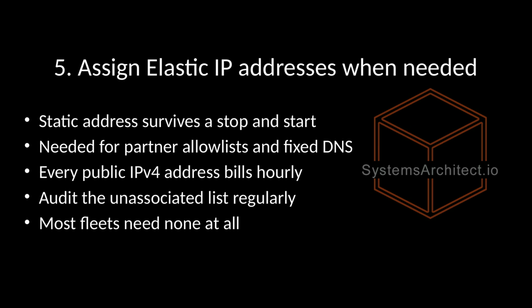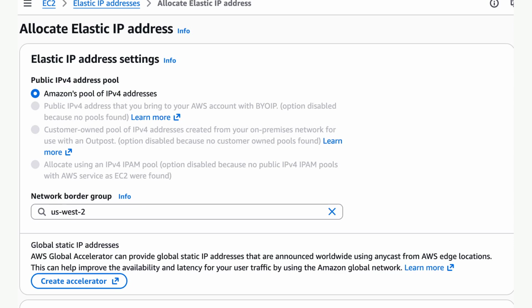5. Assign elastic IP addresses when needed. An elastic IP survives a stop and start, which a default public IP does not. Confirm one is attached where a partner allow lists you or a DNS record cannot change quickly. Then confirm you have not attached one where it is not needed.